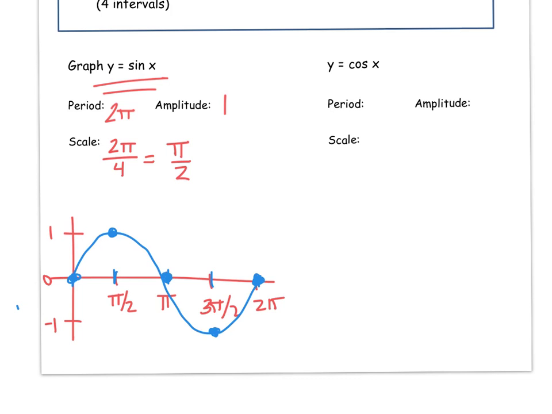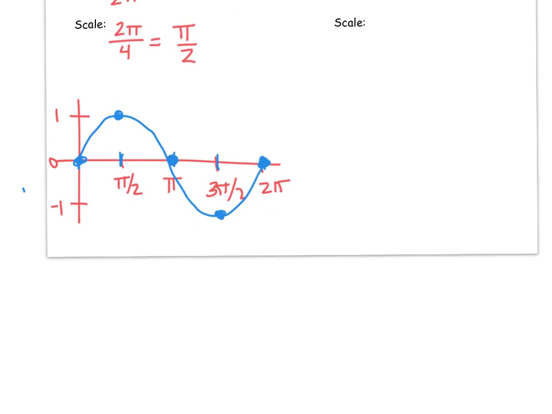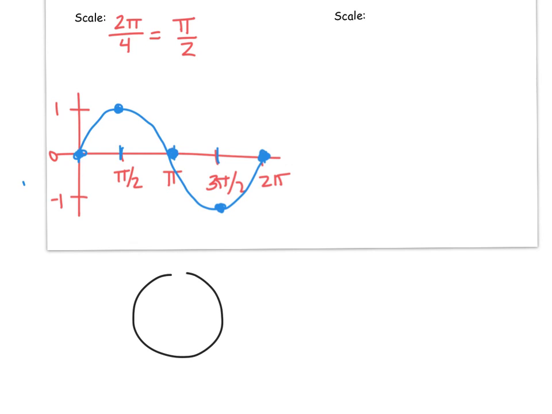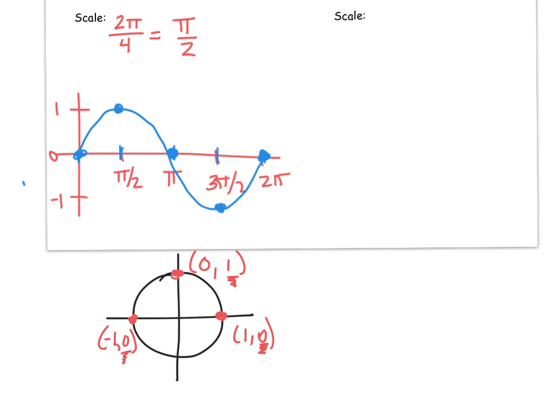Now, just to make sure, let's talk about it with our unit circle so it makes sense. We're talking about our y value, okay? At 0, our y value is 0 because it's 1, 0. Here we have 0, 1. So at pi over 2, our y value is 1. At pi, we have -1, 0. Our y value is at 0.